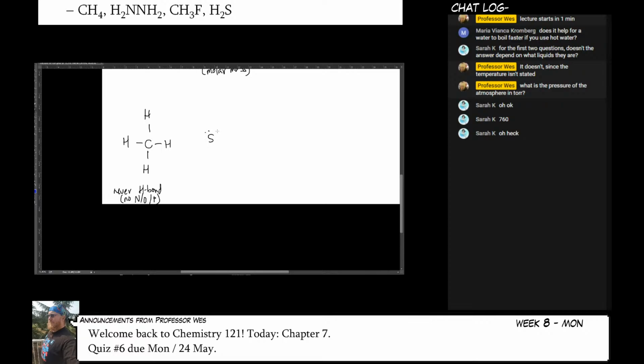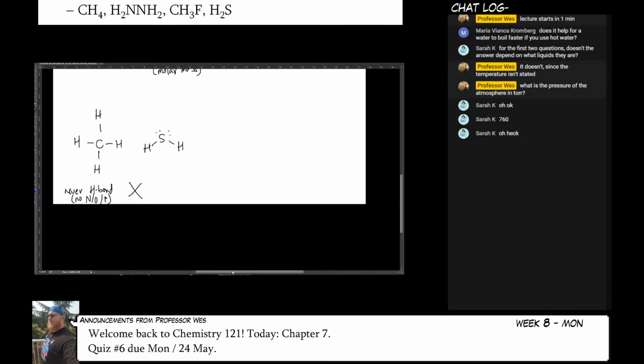And for the same reason, H2S is also excluded, because they can never form hydrogen bonds, right? They don't have any N's, O's, or F's in them, so these guys are out. Now, what about CH3F? Oh, I skipped over H2NH2. I'll just do CH3F because it's smaller.